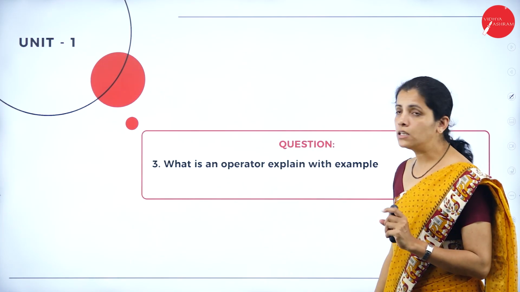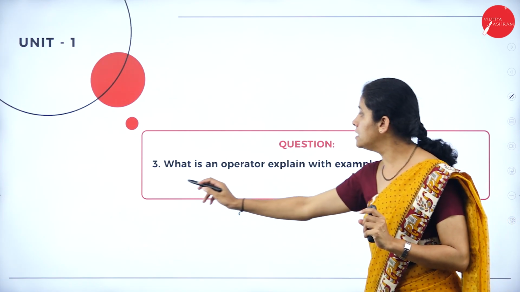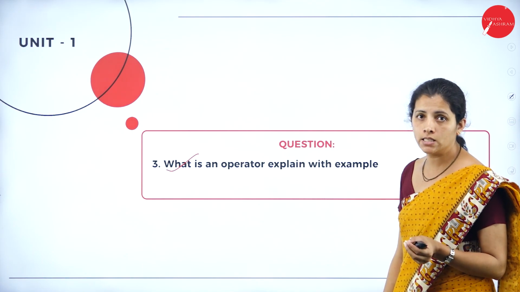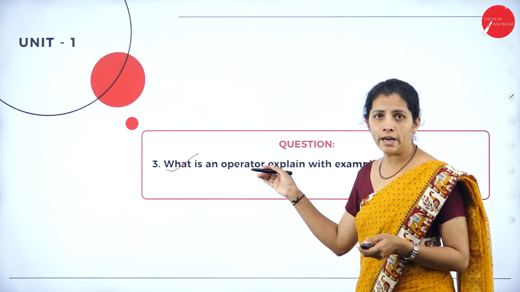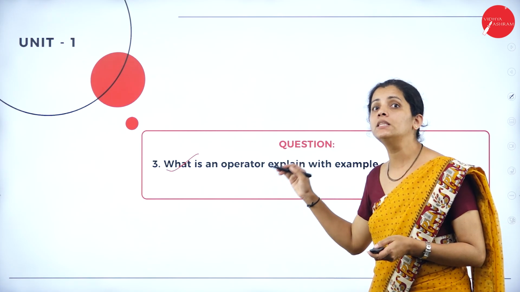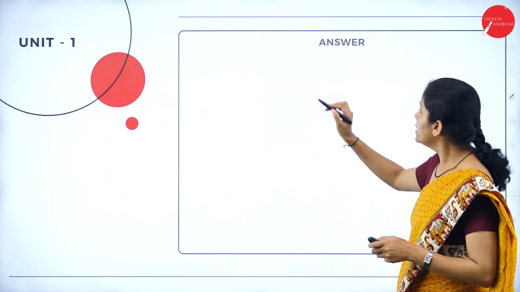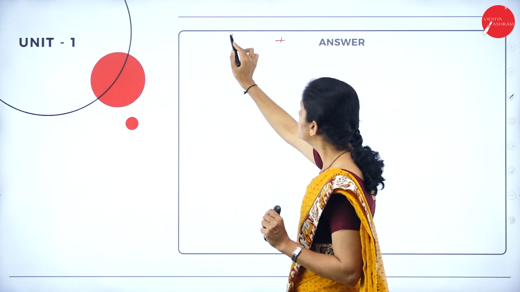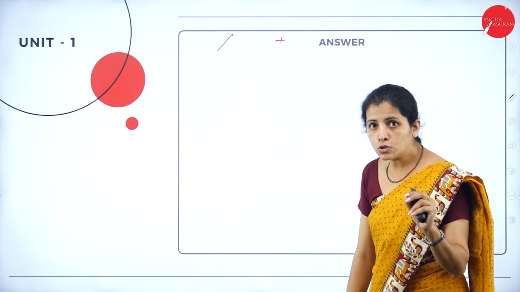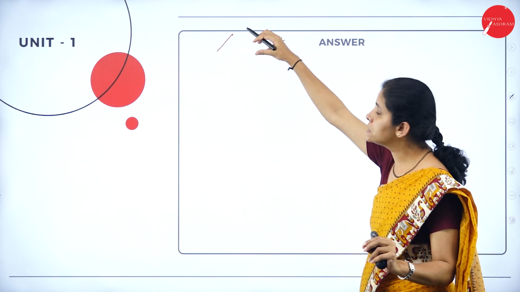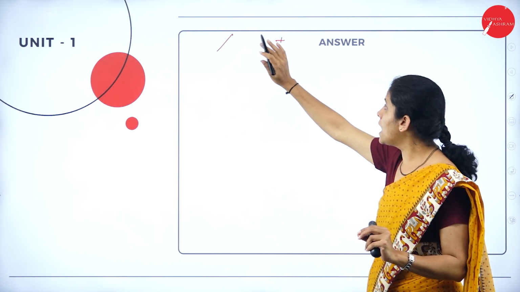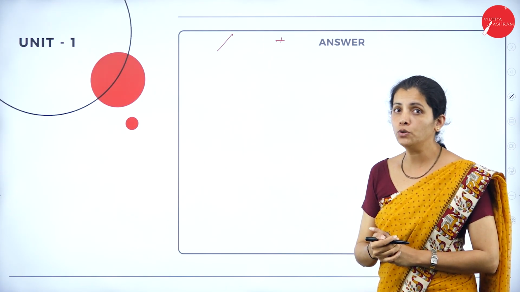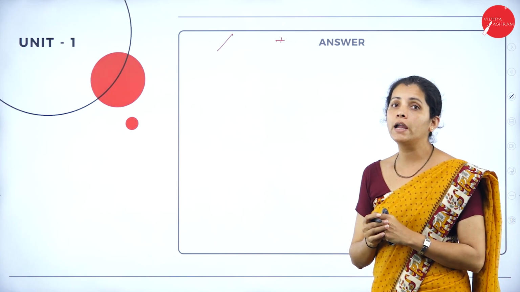Now, the third question here is, what is an operator? Explain with an example. So what is an operator? Operators are nothing but symbols. For example, if I have plus, it's an operator. If I have divide, it is also an operator. So what is it? It's a symbol. Operators are nothing but symbols, and operators are classified into two types, binary and unary.